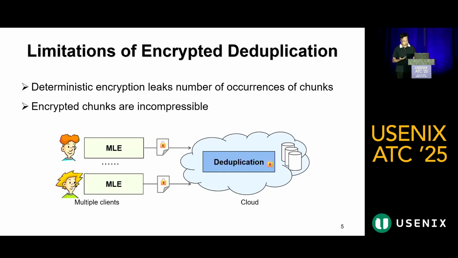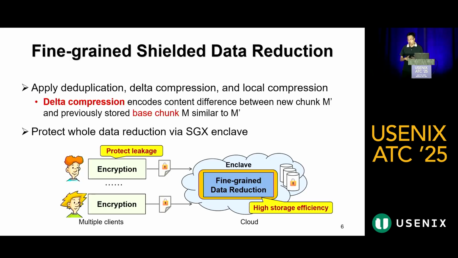So here we want to see if we can achieve fine-grained data reduction, but at the same time provide security guarantees. And here we exploit trusted execution environments, TEE, to help us achieve this goal. We use SGX as the motivating example. The idea is we apply deduplication, delta compression, and local compression, and do all these things inside the SGX enclave.